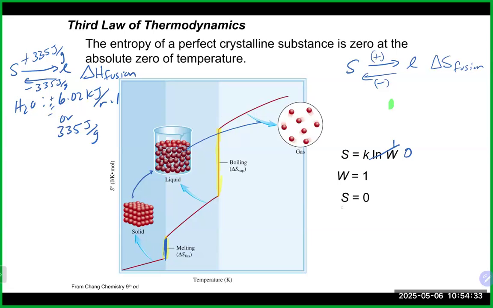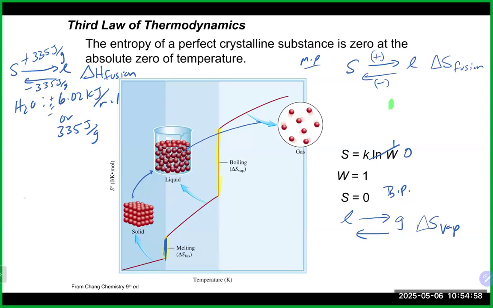We have the same sort of transition that occurs going from liquid to gas or gas to liquid. That happens at the normal boiling point of a substance. This one happens at the normal melting point, freezing point, basically. And there is the delta S of vaporization. And again, that is the transition as we go from liquid to gas or gas to liquid.